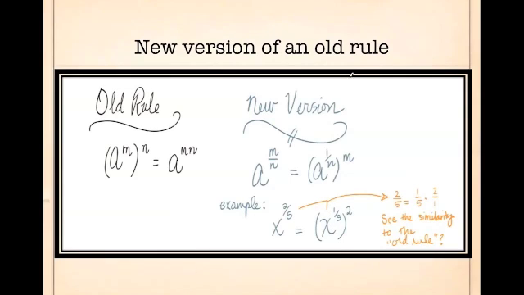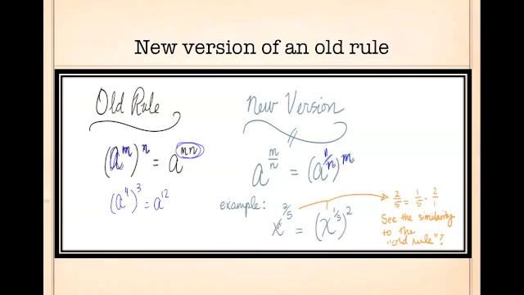Here's a new version of an old rule that we had. Here's the old rule: a to the m to the n power, and we multiplied. So an example of that could be a to the 4th to the 3rd would be a to the 12th. Okay, the new version of that rule, because we have fractional exponents now, a to the m over n, we can separate that so that we have 1 over n to the m.